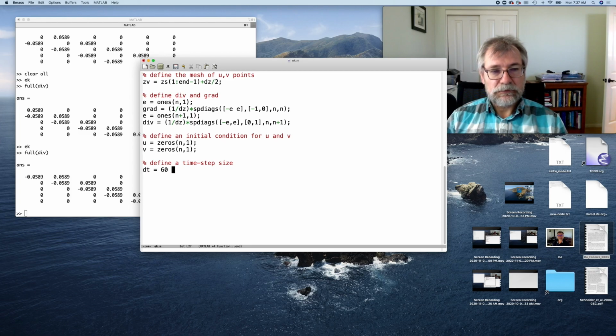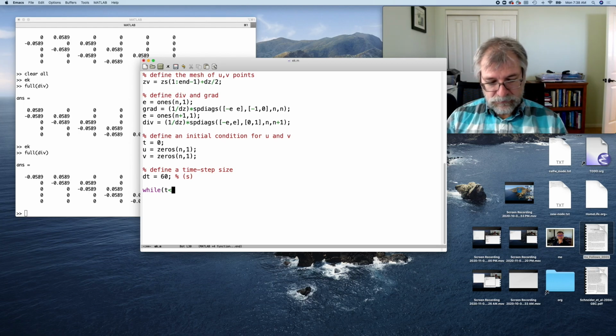60 seconds. And t starts at t equals 0, so this is at t equals 0. And let's say we run the model for, let's say at first just 2 days. So I'm going to do while t is less than 2 days in seconds, which is 24 times 60 times 60, and then multiplied by 2. Maybe I could put a big T to define the length of the run. 2 times 24 hours times 60 squared, length of run in seconds. So while t is less than T, I'm going to do some stuff.